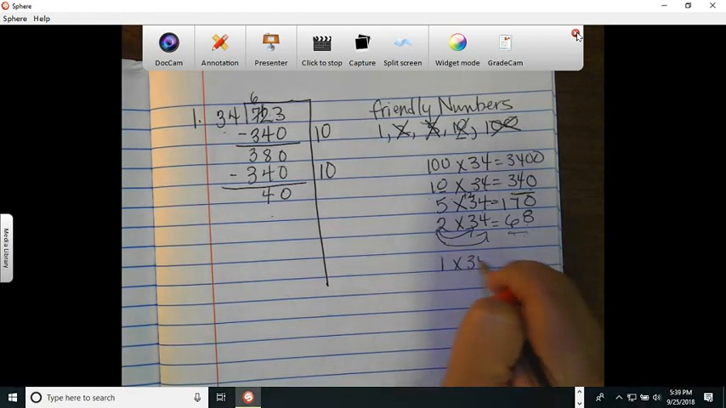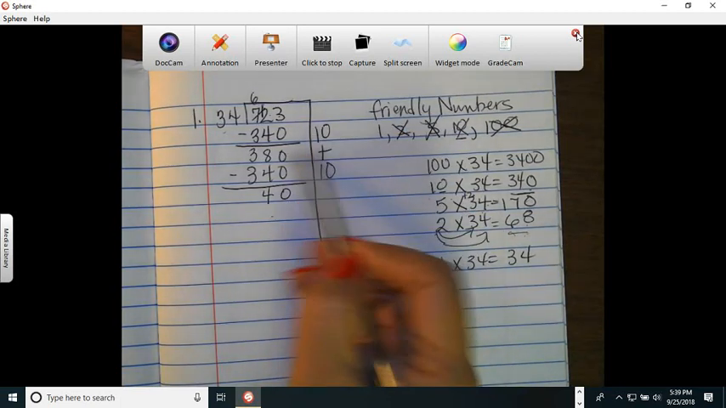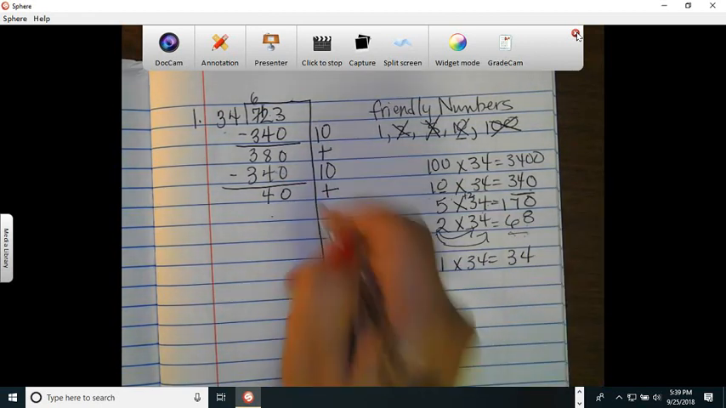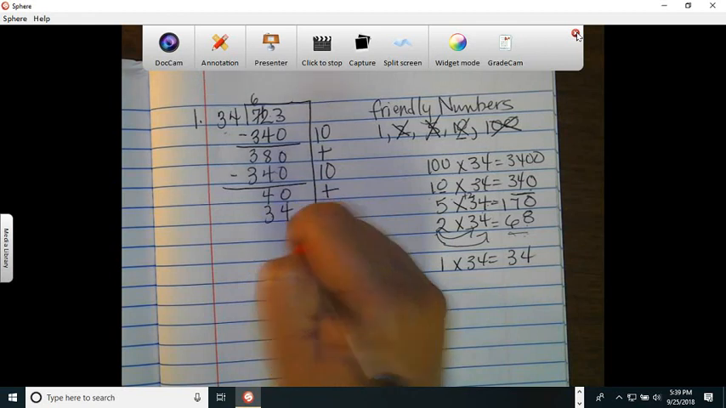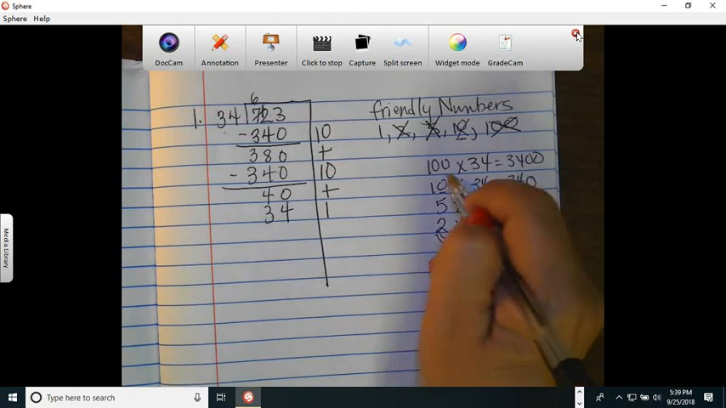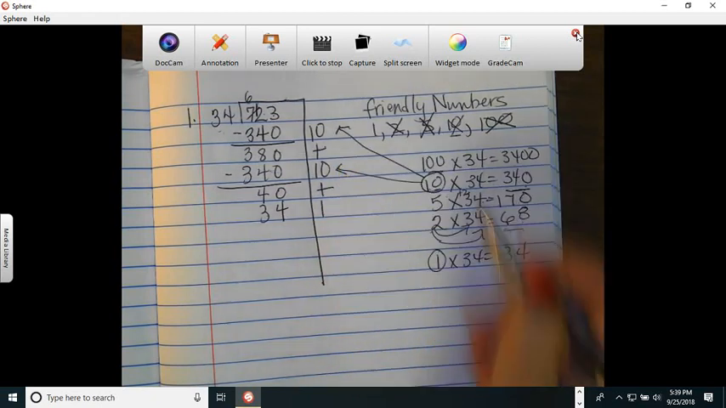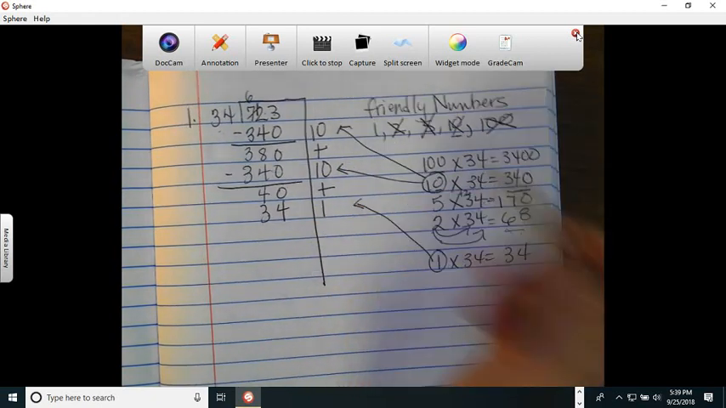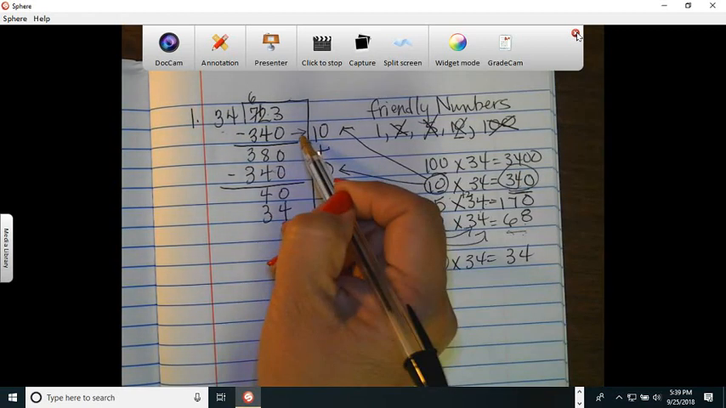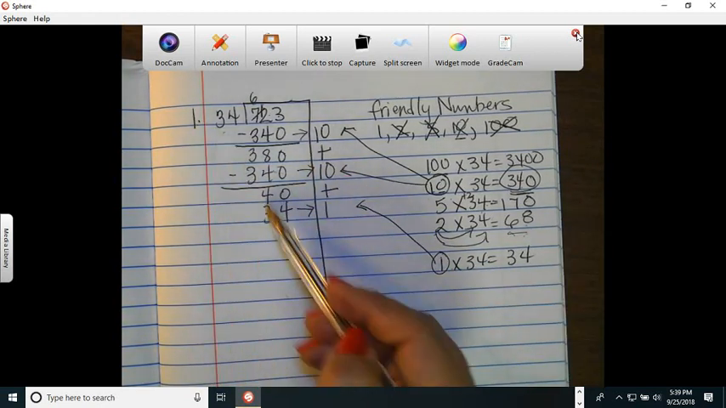Now I'm left with 1. 1 times 34 equals 34. Where I'm not having that group, I put my plus sign. That's going to be my 34 here. So I know that 1 times 34 equals 34. Here is my 10 that I placed here, and that I also placed there. And then my 1 is going here. It's straight across, because if my answer was 340, look how it's straight across from there. I know that 1 times 34 is 34.